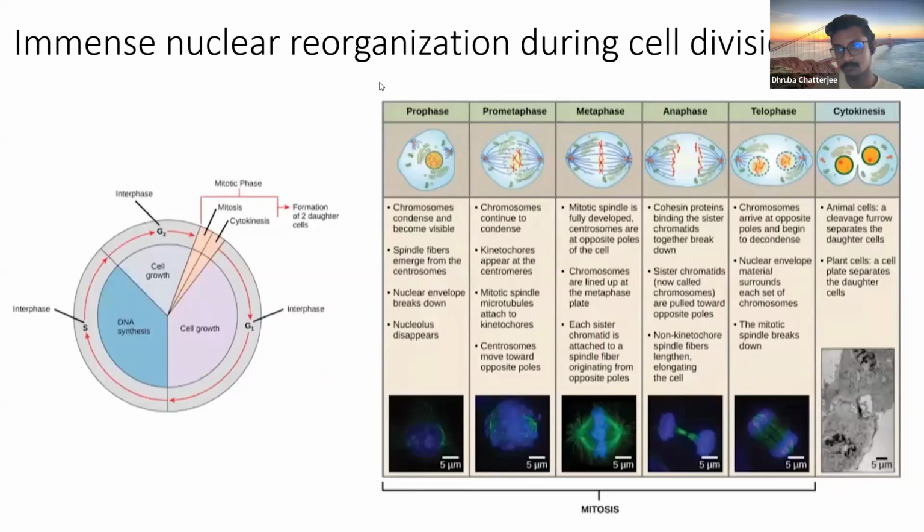And so in this karyokinesis, which is basically division of the nucleus, there is one more kind of transitional stage between prophase and metaphase, which is called the prometaphase.